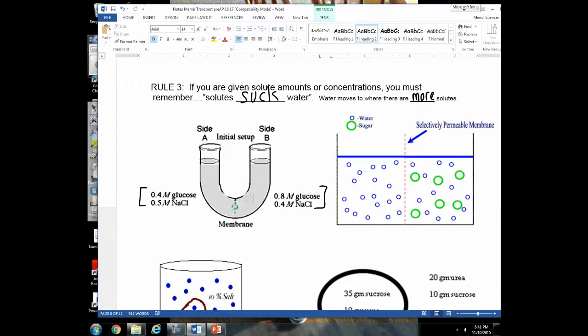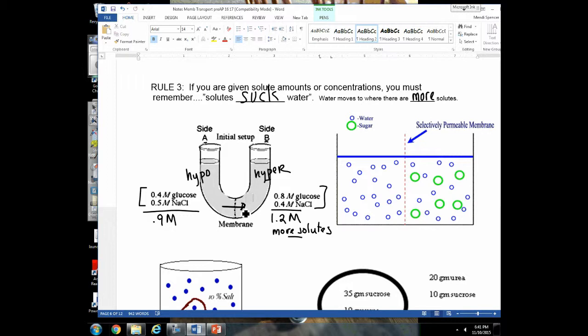So here's a U-tube, and I have a membrane that's separating solution A and solution B. If you add up the amount of solutes over here, it's 0.9 molar. Over here, we have 1.2 moles of solute. So there's more solutes on this side. Solutes suck water. Water is going to have a net flow from side A to side B. Now, some of you maybe picked up, well, I already know that if there's more solutes, this side is the hyper one, and this one's the hypo. And if you thought about that, that's great. If you know that this side is hypertonic because there's more solutes, water is going to go to that hypertonic solution. So look at some other diagrams here.